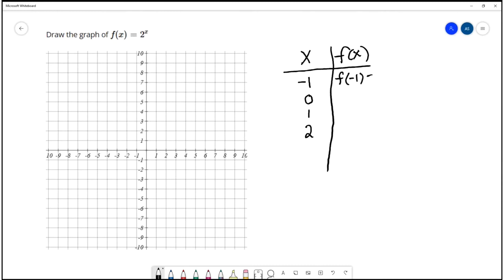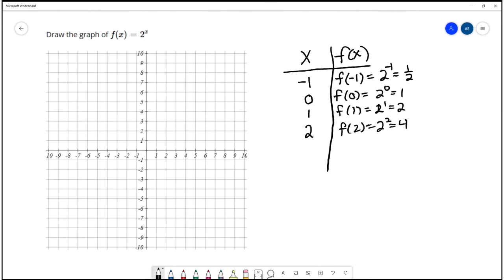F of negative 1 is 2 to the negative 1. Having a negative in the exponent, if you apply it, you're going to do the reciprocal of your base. So that's the same thing as 1/2. F of 0 is 2 to the 0, which is 1. F of 1, that's 2 to the first power, which is 2. F of 2, that's 2 squared, which is 4.